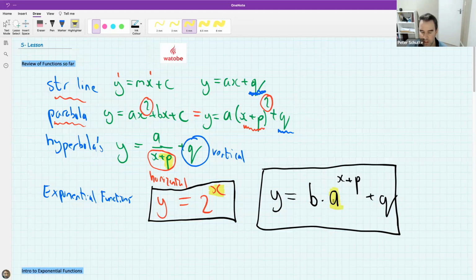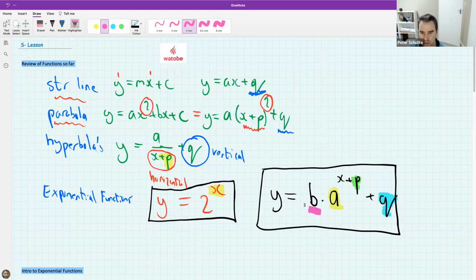Okay. Now, in previous lessons, we've spoken about how a affects the shape of the graph. We know that the plus p is going to shift it horizontally, and the plus q is just going to shift it up or down, or vertically. And then the b in front, that actually just affects the steepness. But it'll be much easier if I show you how this works.